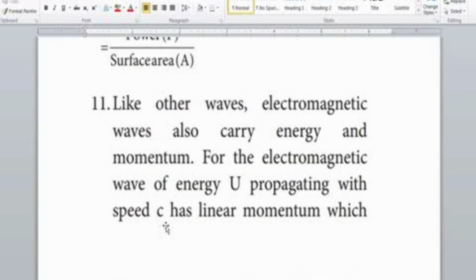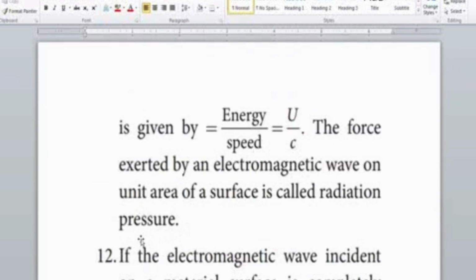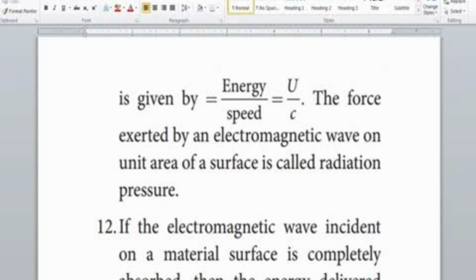Next thing is 11th point. Like other waves, electromagnetic waves also carry energy and momentum. Electromagnetic waves of energy epsilon, it's not a U, epsilon, propagating with the speed c has linear momentum given by energy equal to epsilon by c. The force exerted by electromagnetic wave on unit area or surface area is called radiation pressure. So electromagnetic waves also have momentum and energy. It can transfer the energy, it has momentum.